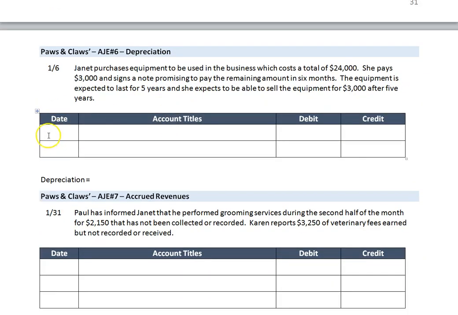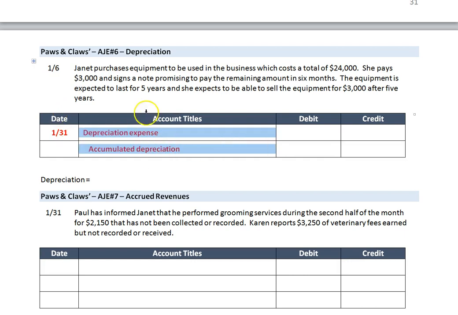All right, the depreciation one. We should know the two accounts. It's always depreciation expense. It's always credits accumulated depreciation. Always 100% of the time. $24,000 asset, 5 years. So 24,000, 5 years, 3,000 residual. So we're going to take out this residual first. So it'll be 24 minus 3, which is 21. We're going to divide that.